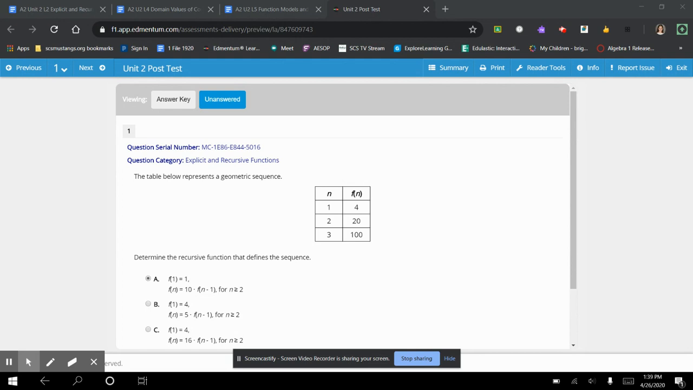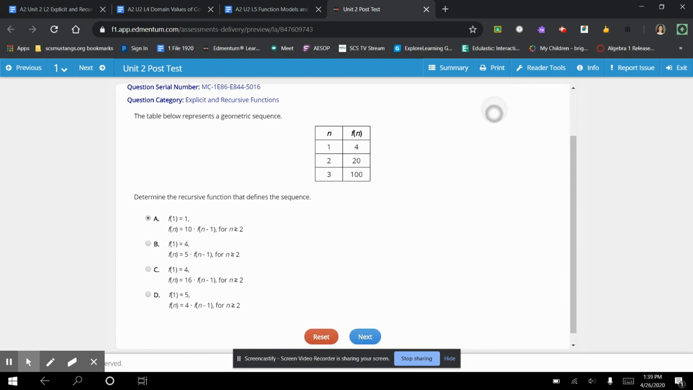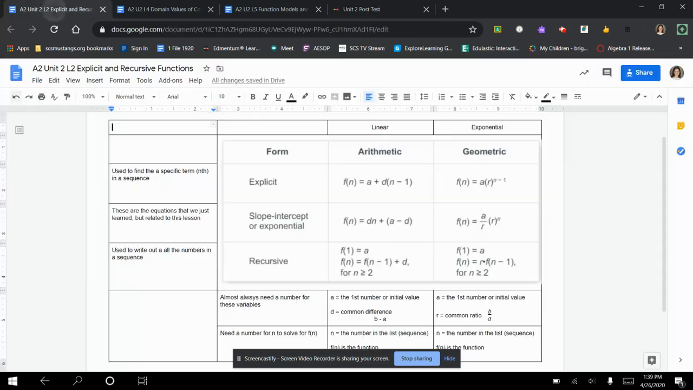Looking at the first question, they tell us that the table below represents a geometric sequence. They give us the table right there, and then they say determine the recursive function that defines the sequence. So we talked about geometric and recursive functions in lesson 2, so let's take a look back at that table that we were working with. It says it wants a geometric sequence and it wants it to be recursive.